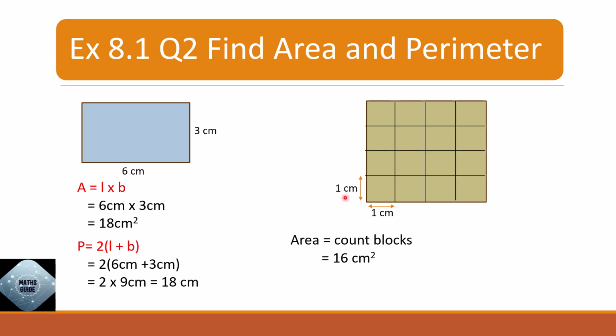And for perimeter, we have to find out its boundary. So let's count 1, 2, 3, up to 16. And the perimeter of this shape is also 16 cm.